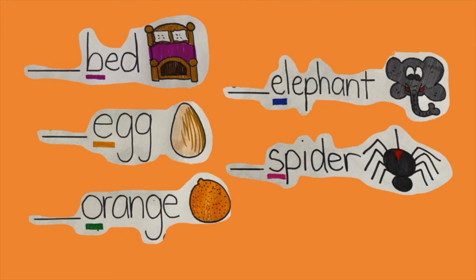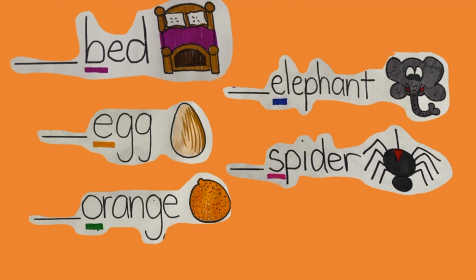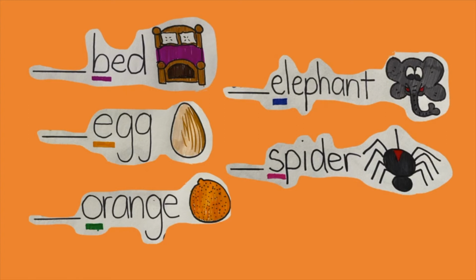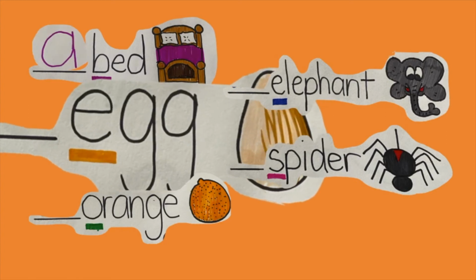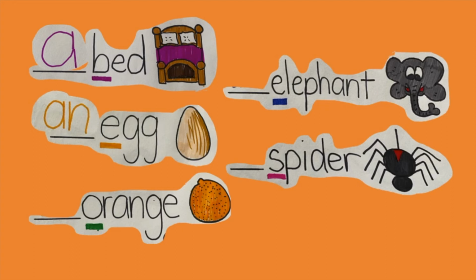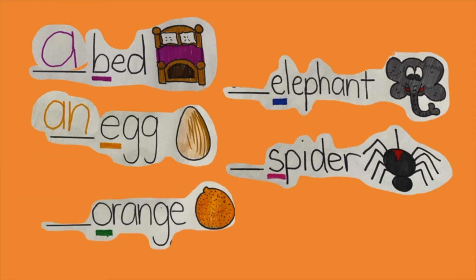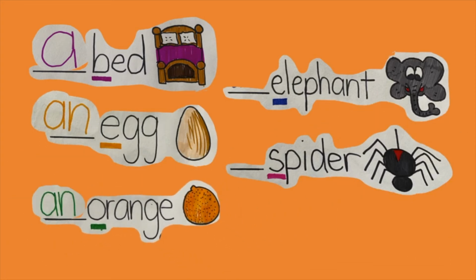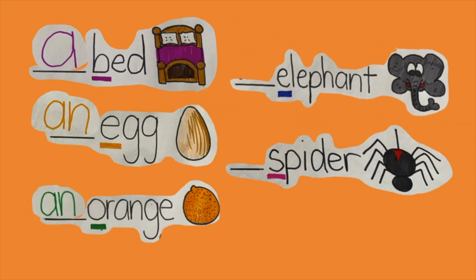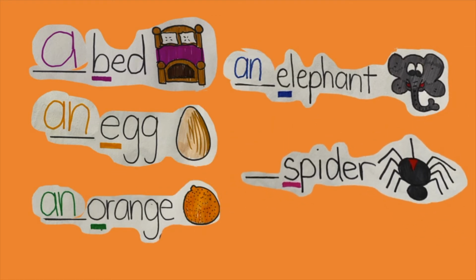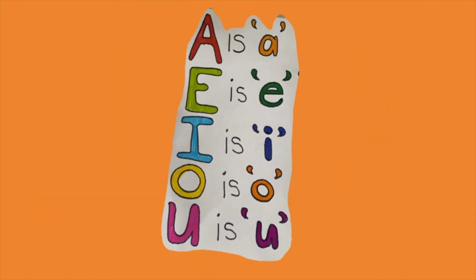Let's do some practice and you call out the answer if you know it. Now remember, it's okay to get it wrong as long as we're trying our best. What would it be for bed? B. A bed. Egg. E. An egg. Orange. O. An orange. Elephant. E. An elephant. Spider. S. A spider.